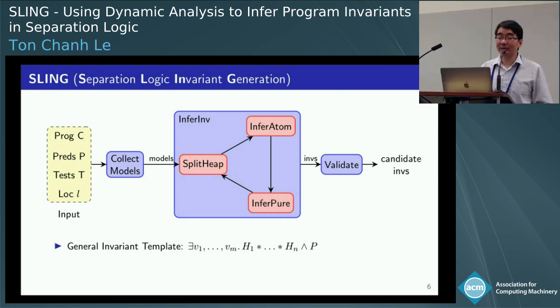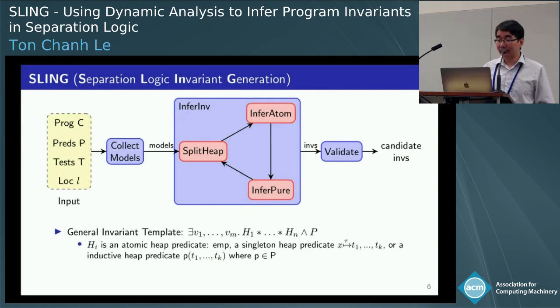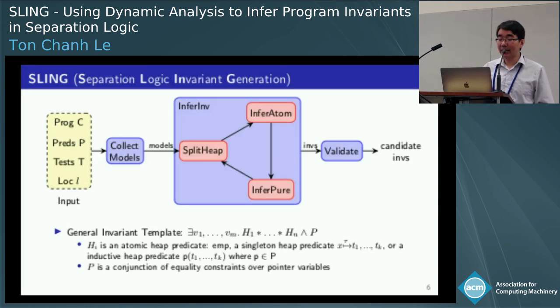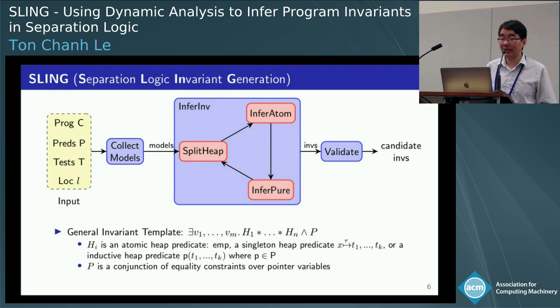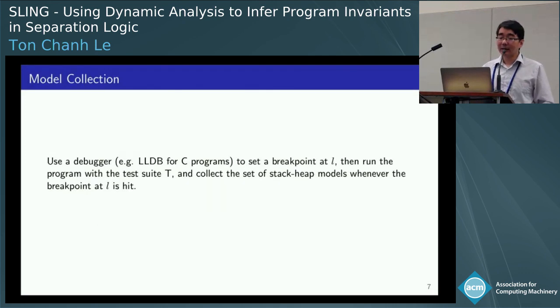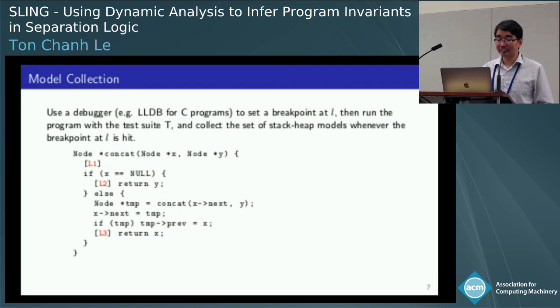The general invariant template here is a separating conjunction of a list of atomic heap predicates, as well as a pure constraint with a conjunction of equality constraints over pointer variables. In the first step, model collection, we use a debugger to set a breakpoint at L, then run the program and collect the set of stack-heap models whenever the breakpoint at L is hit.